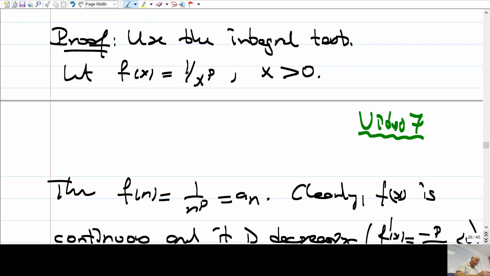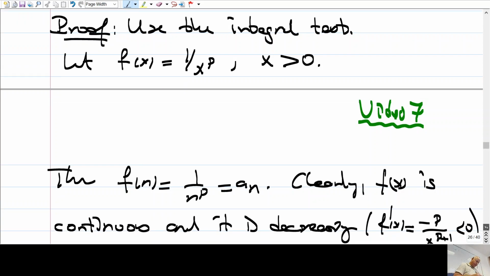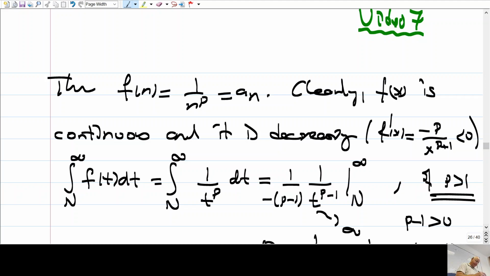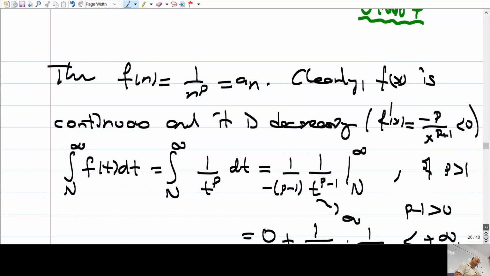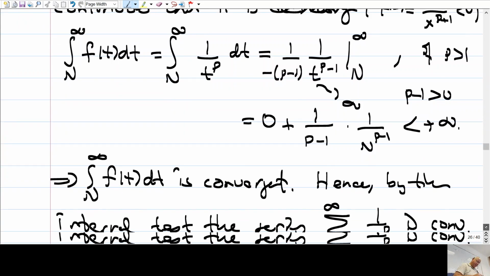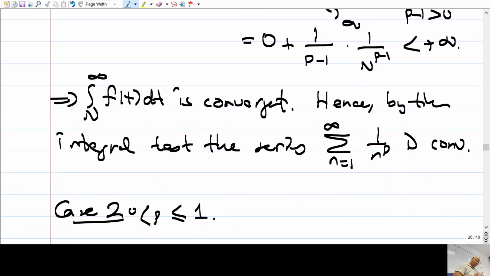Consider the function 1 over x to the power p for positive x values. Then the value of this function at n is just a_n, and this function is clearly continuous and decreasing because its derivative is negative. And the integral of this from n to infinity can be computed as follows, and it is a finite number, therefore this is a convergent improper integral, so the series is convergent.